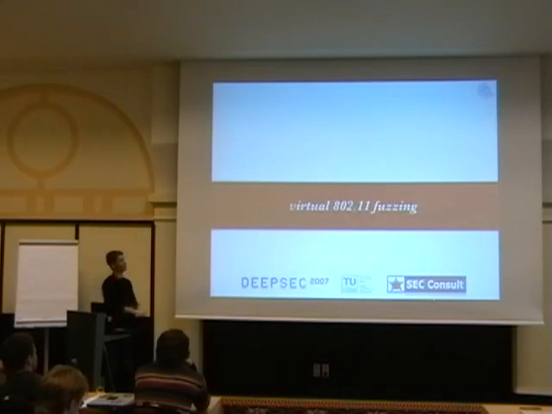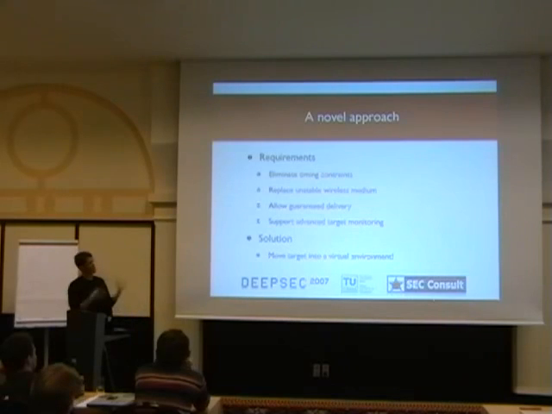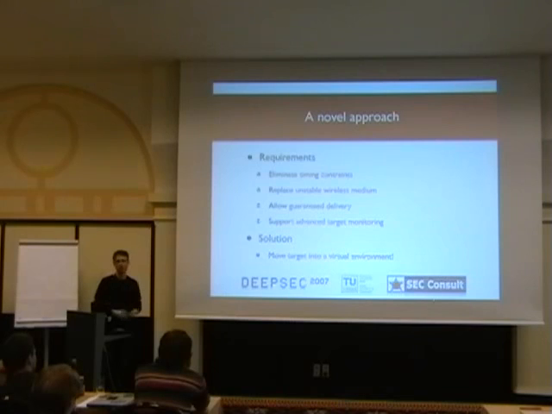Okay, so we heard about wireless communication, we heard about the protocols, and we heard about the problems we have when fuzzing with it. So we came up with what we call the virtual 802.11 fuzzing. For our new approach, we took the requirements I stated before, just to sum them up once more, and try to overcome these. The first one we tried to eliminate were the timing constraints. We don't want to have to be fast to reply to a packet. This is one major requirement.